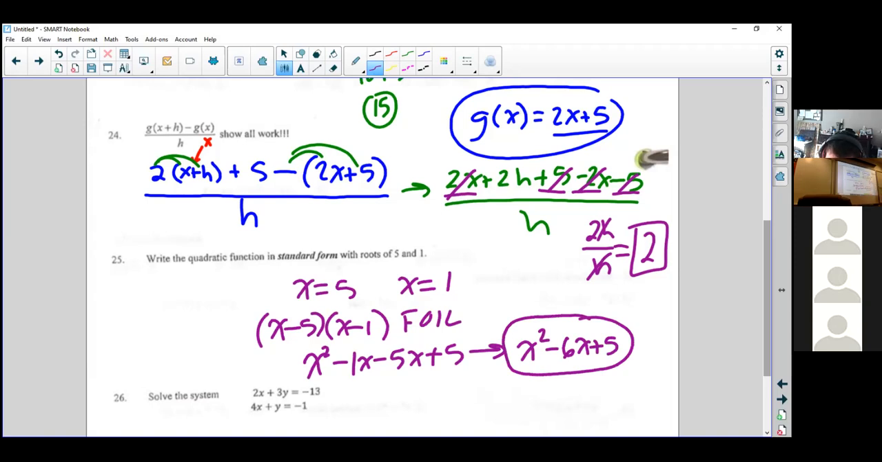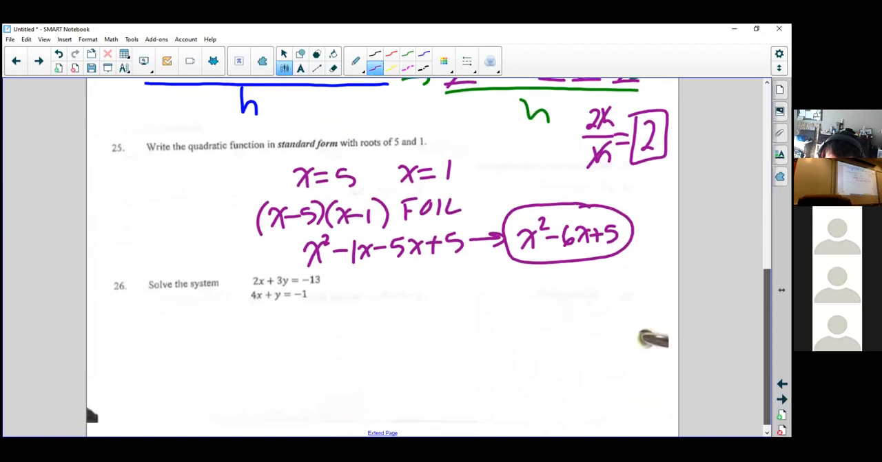And then problem number 26. There's definitely a couple ways you could do it. You could do substitution, you could do elimination. But what I would use is I'm going to go ahead and plug it into Desmos. So I'll come back over to this one.